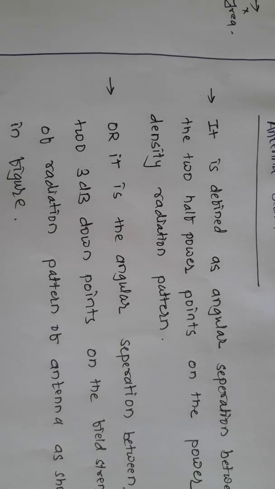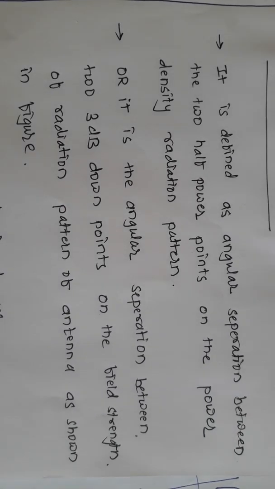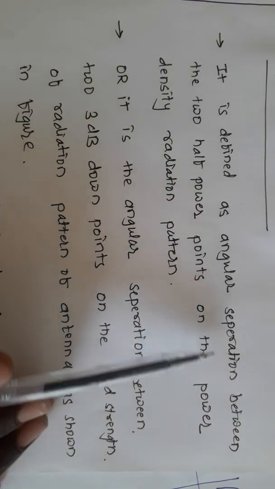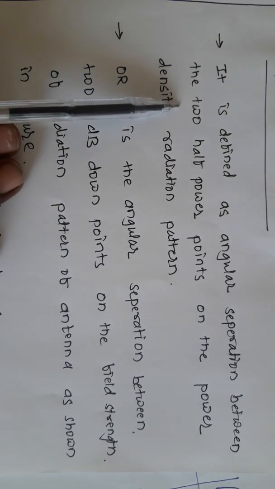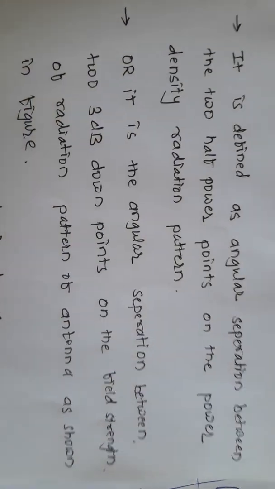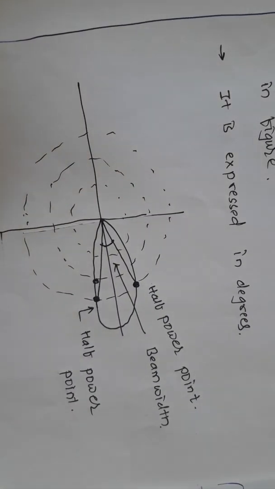While defining the antenna beam width, we can define it as the angular separation between the two half power points on the power density radiation pattern. Now to understand this concept, let us have a look at this diagram.